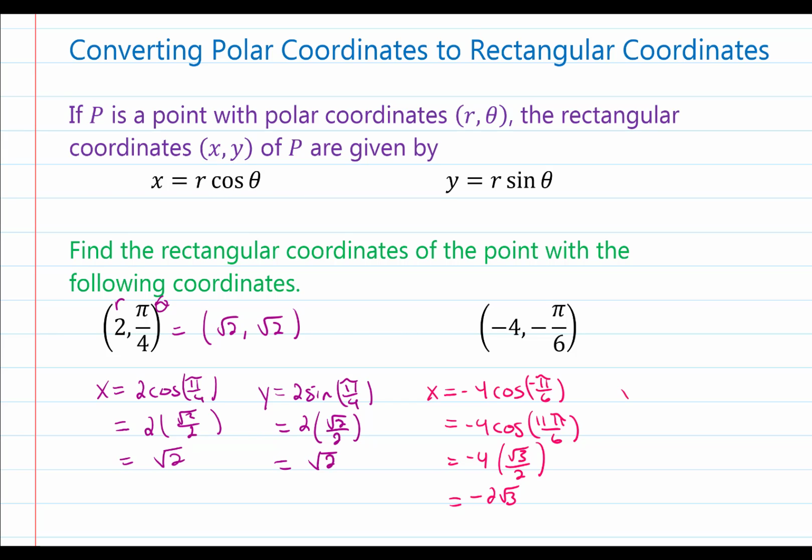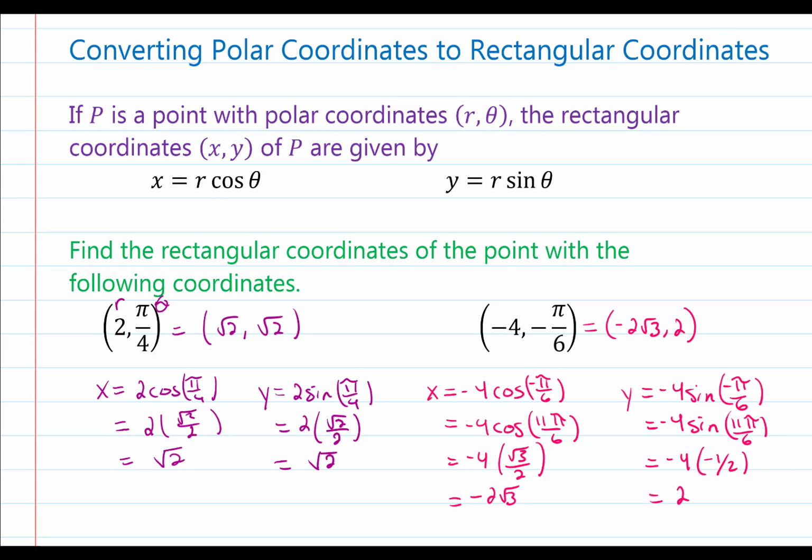Let's repeat the process for the y-coordinate, which we know is equal to negative 4 times the sine of negative pi over 6. Replace negative pi over 6 with the coterminal angle, and what we get is negative 4 times the sine of 11 pi over 6. Evaluating sine of 11 pi over 6, what we get is negative 4 times negative 1/2. And so the product is going to be positive 2. That means that these polar coordinates are equal to the rectangular coordinates negative 2 times the square root of 3 comma positive 2. Alright guys, good luck!